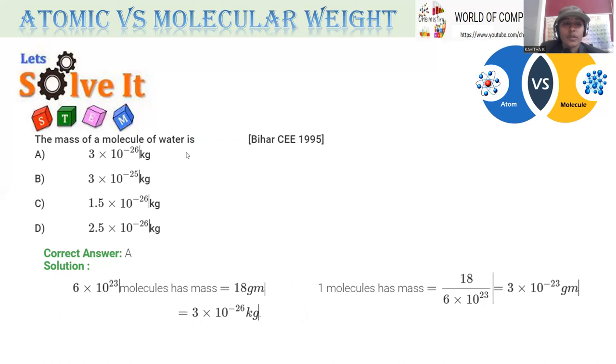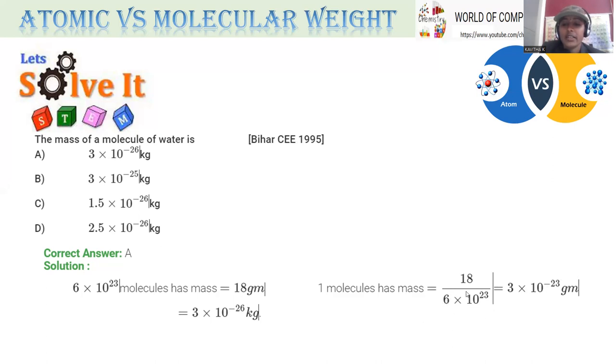Mass of the molecule of water will be, in order to calculate the mass, just like in this problem, same will be applied over here. Water is composed of H2O, whose molecular weight is 18, and how many molecules? 6 into 10 to the power 23 will be there for one mole of water. So 18 grams contains 6 into 10 to the power 23 molecules. For one molecule, how many will be there? Again, cross multiplication. One molecule, how many? 1 into 18 by 6 into 10 to the power 23. 18 by 6 into 10 to the power 23, it will become 3 into 10 to the power minus 23.